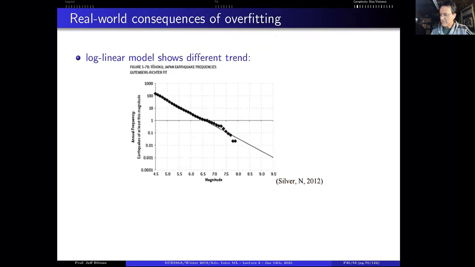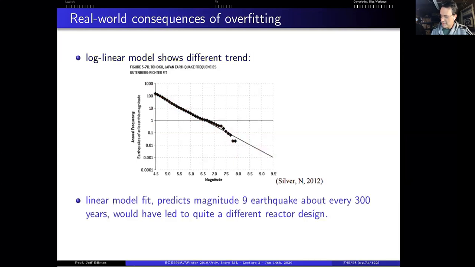Suppose instead we didn't overfit, and instead used a log linear model, a much simpler model. It's a log linear model because it's a log y-axis, but it's linear in these axes. So a linear model would just continue going down gradually, and it wouldn't change the slope. It would say, look at all this evidence of this slope here. I'm not overfitting, so I'm going to keep the slope going down here. And so what is the probability of a 9.0 magnitude earthquake?